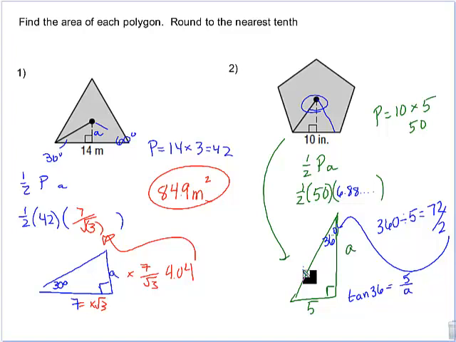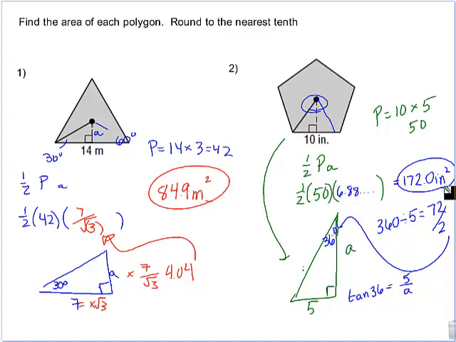Okay, when you get the length of your apothem, the 6.88, leave it in your calculator, and then times it by the 50 and a half. What'd you say, 172 point what? 172.0 inches squared.